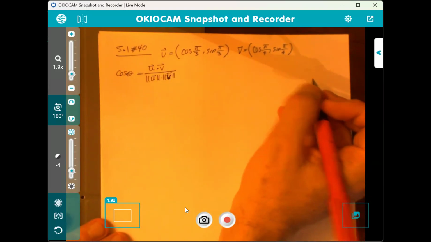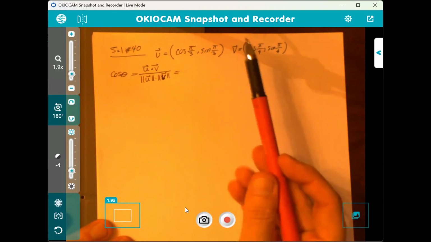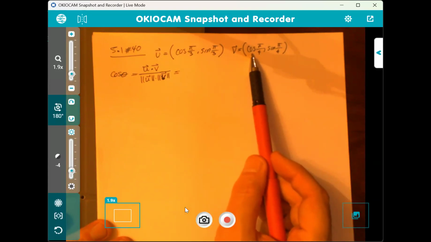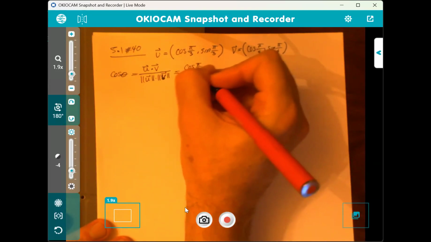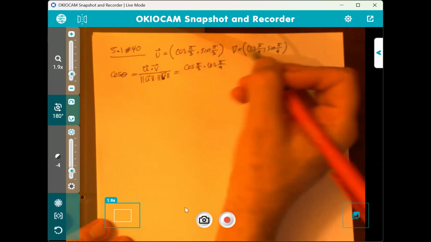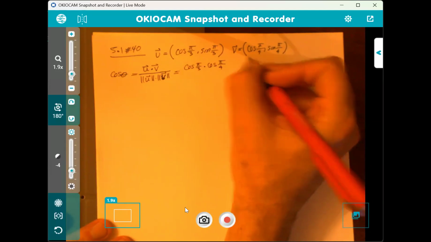So that means we need to find the dot product first of all. So the dot product of u and v, that means cosine pi over 3 times cosine pi over 4. Let's write that one: cosine pi over 3 times cosine pi over 4. And of course, we have exact values for those, so I'm holding off on that for a moment.